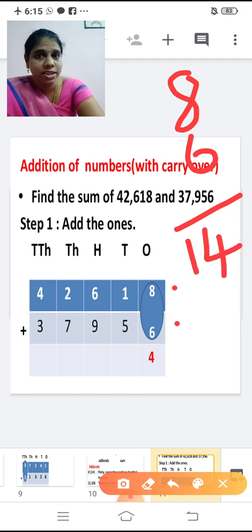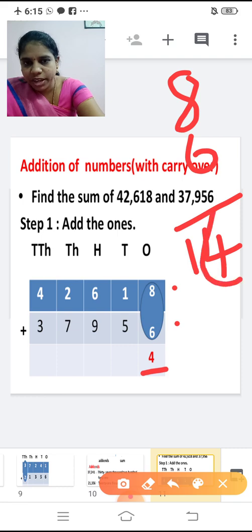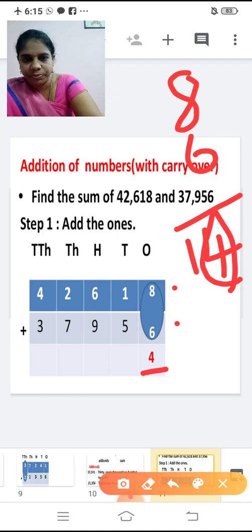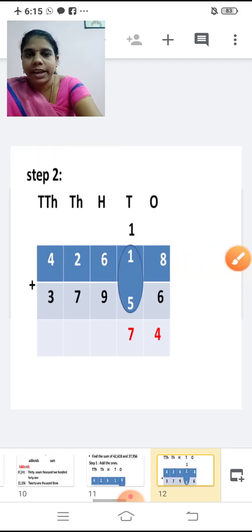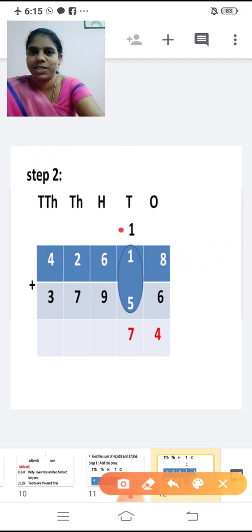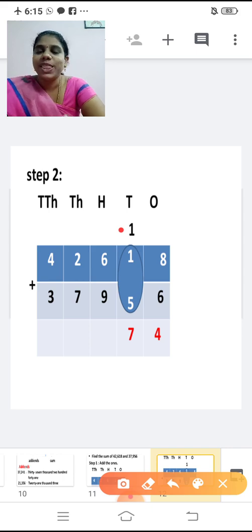It's a 2-digit number. So write 4 here. Write only this 4 here and this 1 is carried. That is the second step. This 1 is carried over to the next place, the tens place. I have carried over that 1 to the tens place.